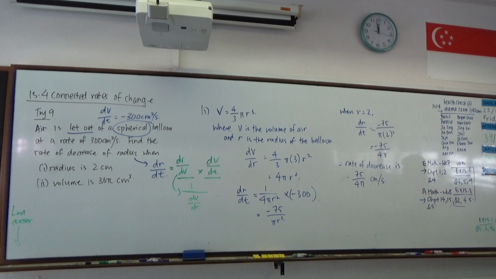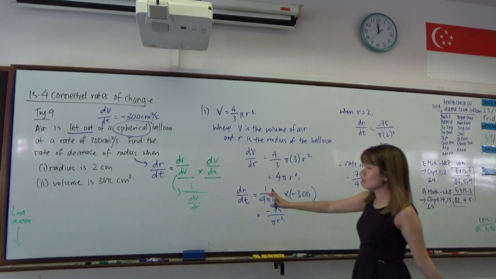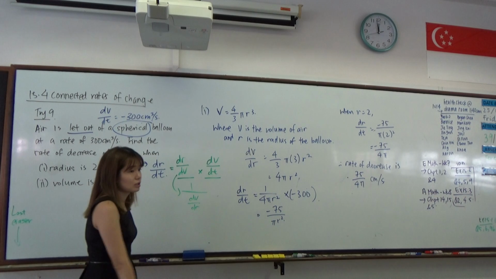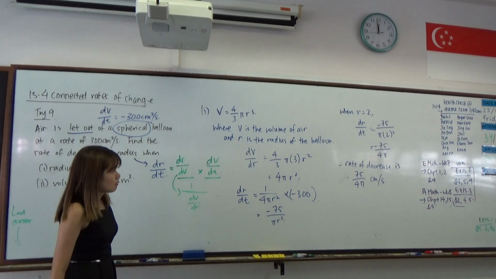You have to define it, so it's common practice to define R as radius. Whatever I wrote in green, don't write it in your exam. Just go straight into your working, straight away to 4 pi r squared.